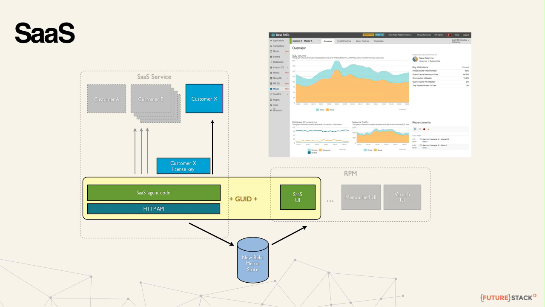Similar with the SaaS plugins, except there's no install, of course. There's no agent that you have to install. That's done by the SaaS vendor, and all they need is your license key. And again, they're going to have some internal agent they've built that's going to collect the appropriate metrics, send them off to New Relic, and then they're going to appear in your UI.